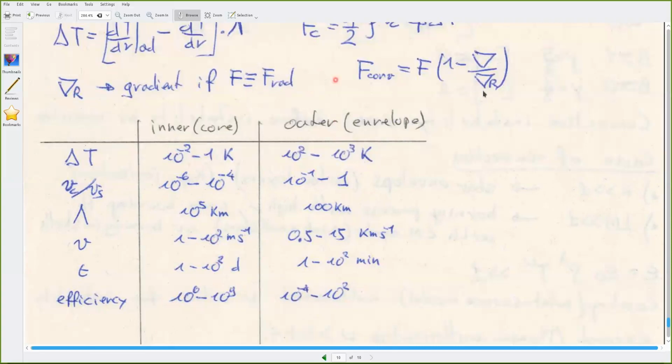In fact, there is a relation: the gradient of the environment is higher than the gradient of the adiabatic, and the gradient of the radiative case is bigger than the one of the environment.